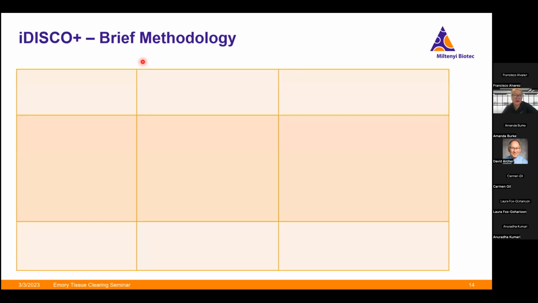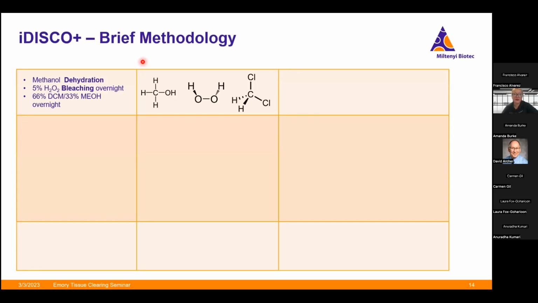So since this talk is focused on iDISCO, I'm going to give a little bit more information on the chemical components and the workflow. So first, we're going to pre-treat the fixed samples in methanol to dehydrate the sample and already begin to disrupt that extracellular matrix for permeabilization. This is followed by an overnight bleaching step with hydrogen peroxide. This really reduces autofluorescence of the tissue.